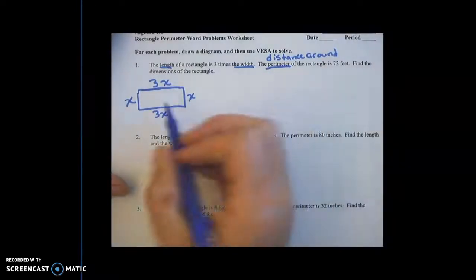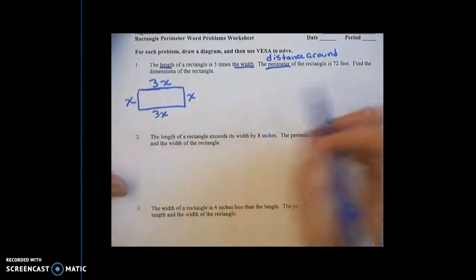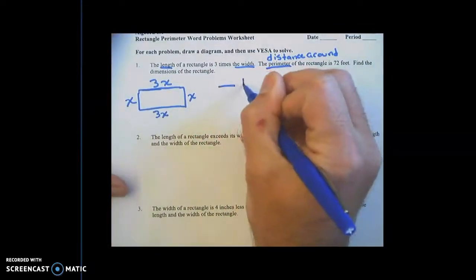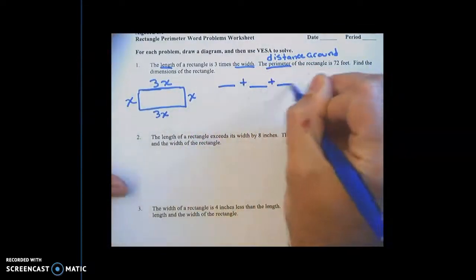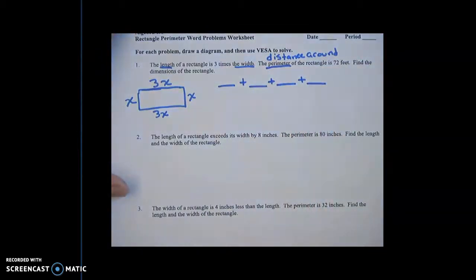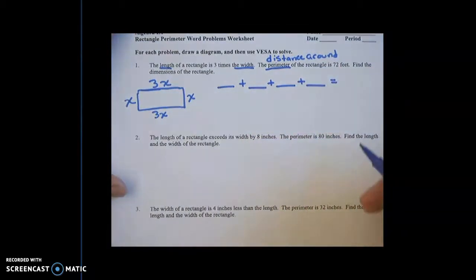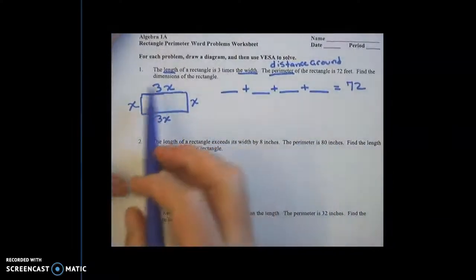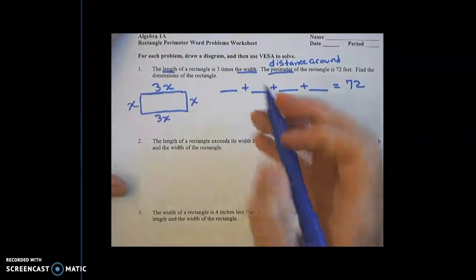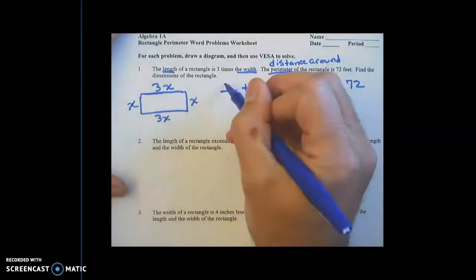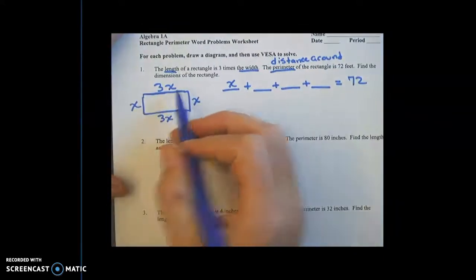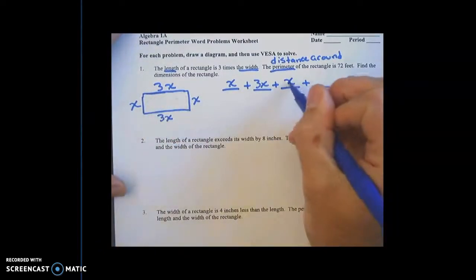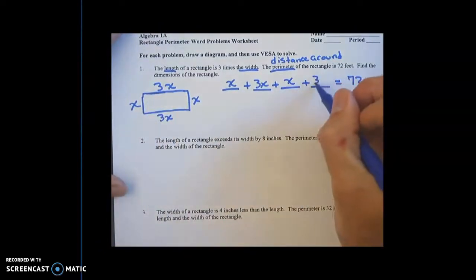So I know if I added up all these sides, I should get 72. So if I thought about it, there's 4 sides to a rectangle. And so there's going to be 4 things I'm going to have to add up. And when I'm all done adding up the sides, it's going to give me 72 as an answer. Now I don't know what these actual lengths are, so I'm just going to put in what I know. x is one of the sides, plus 3x, plus another x, plus the final 3x.